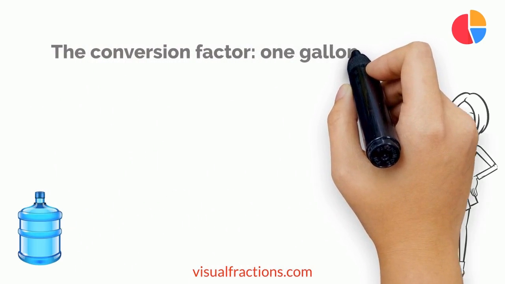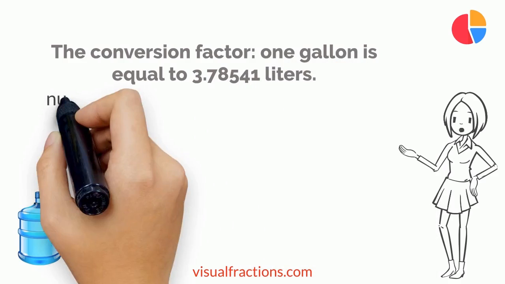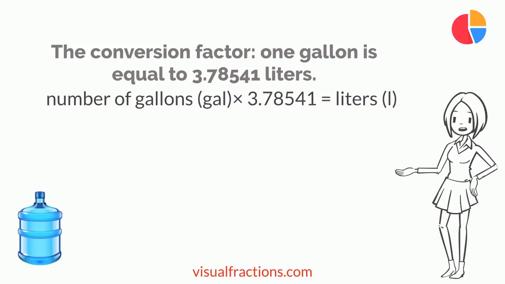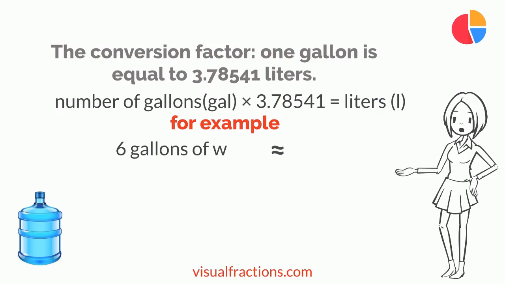1 gallon is approximately equal to 3.78541 liters. To convert gallons to liters, all you need to do is multiply the number of gallons by this conversion factor. For instance, imagine you have 6 gallons of water to convert to liters.